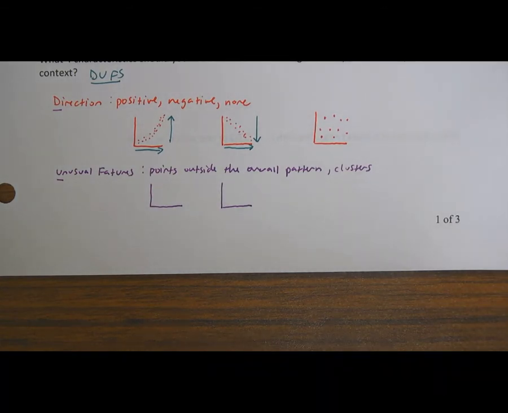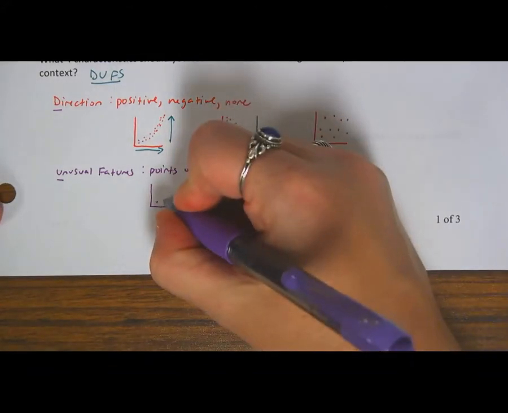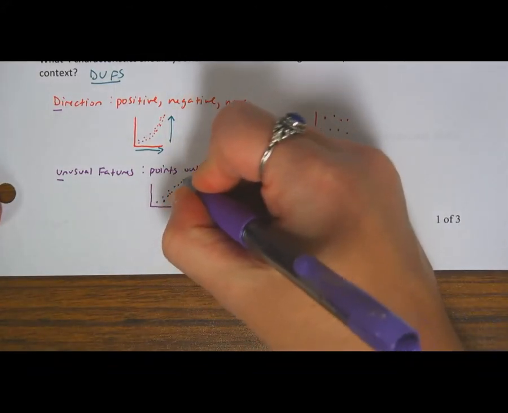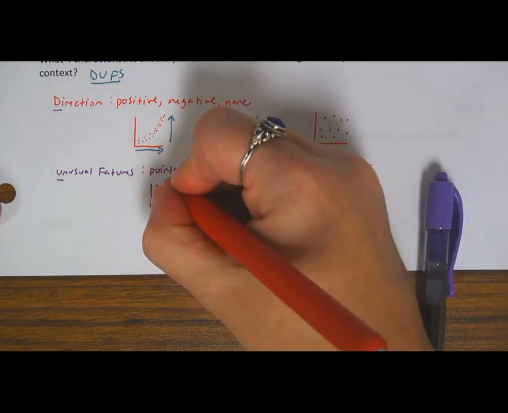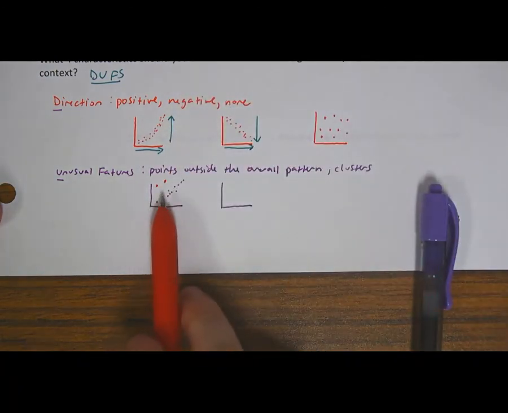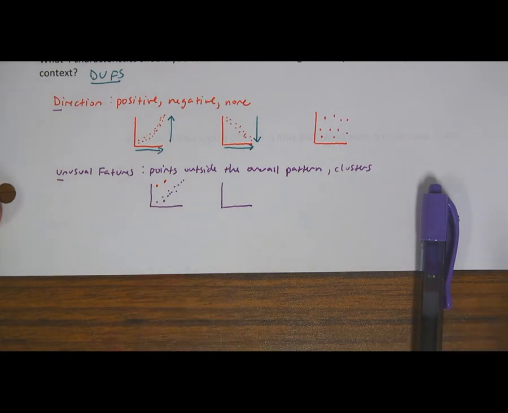There are also going to be some points we talk about later in the chapter called leverage points that fall within the pattern, but they're still unusual, so you would want to mention those leverage points. You don't really know what that is yet, but we'll learn about it. So I'm just going to draw a strong positive relationship, and then in a different color I'm just going to put a couple of outliers. If you see anything like that, then describe those possible outliers.